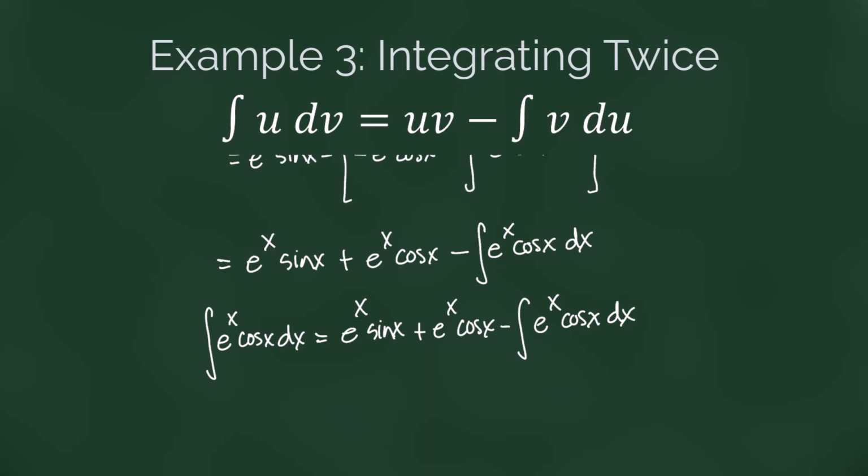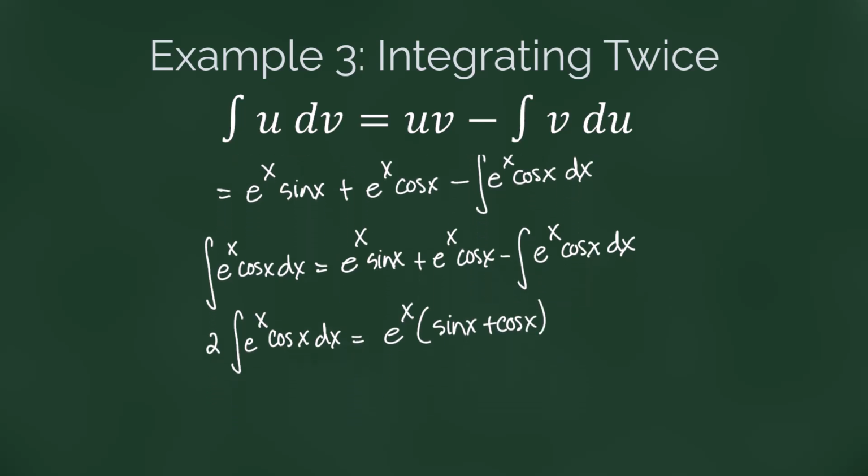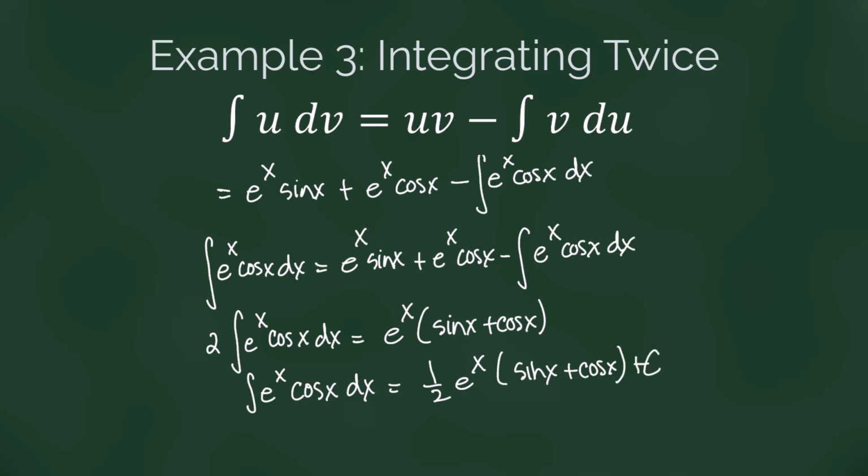Let's move that last integral over to the left-hand side. That gives us 2 times the antiderivative of e to the x cosine x dx is now equal to e to the x times sine x plus cosine x, when we factor out the e to the x on the right-hand side. We can just divide both sides by 2 now, and we see that our original antiderivative, e to the x cosine x dx, is going to equal 1/2 e to the x times sine x plus cosine x plus our constant c.